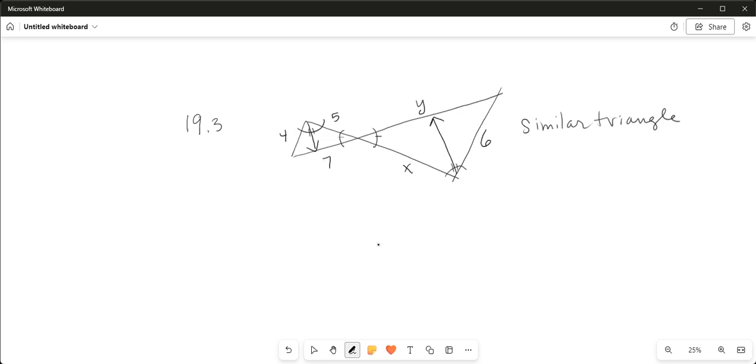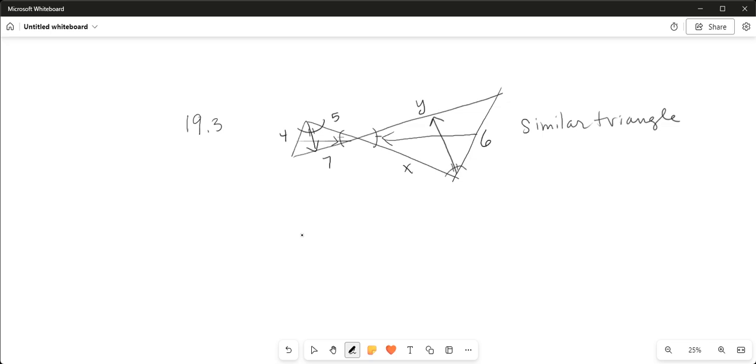I also know that the angle that the 4 is across from is the same as the angle that the 6 is across from. So we know these are the same, and we know that 4 and 6 are also proportional. That means I can set these up as proportions.